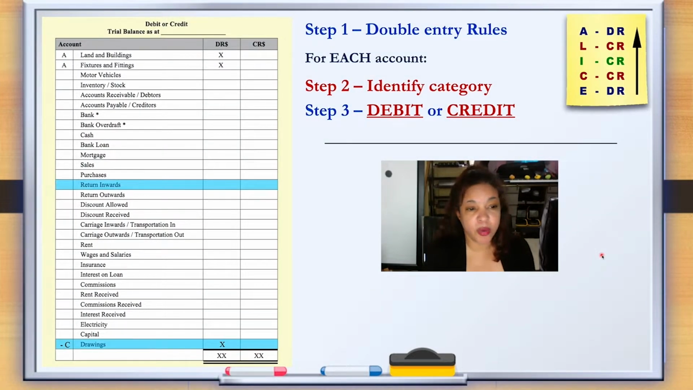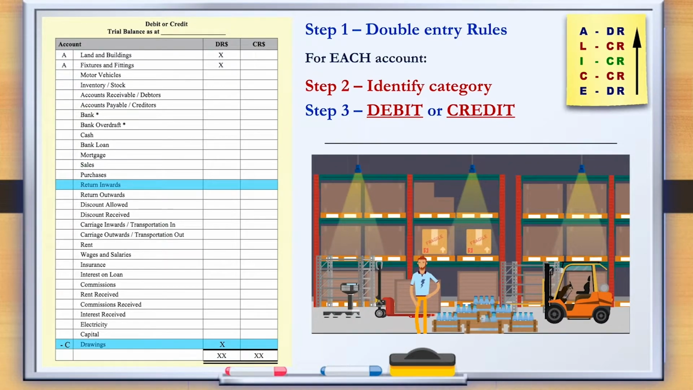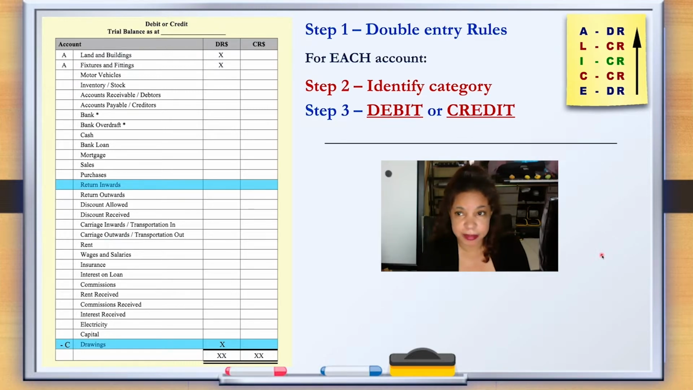So we have another one, the return inwards. Now, return inwards can be looked at as two things. When we talk about return inwards, what is being returned? Not money, but inventory. Inventory is an asset. So we can look at it as return inwards is an asset. And as an asset, which column are you going to write it in? It is going to be the debit column. So when we're looking at return inwards, we can look at it as an asset, and therefore the account is a debit account.